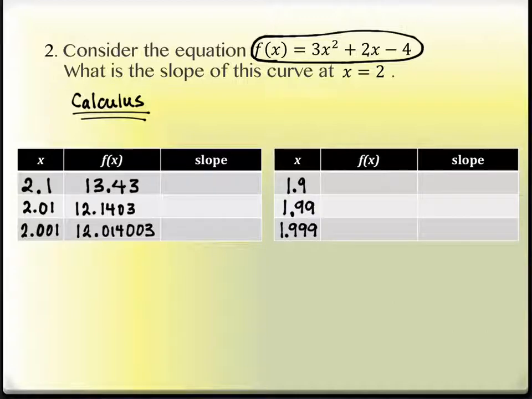Let's go over to the f of x with the 1.9 and so forth. What happens when you put in 1.9? 7.63. Wonderful. And 1.99? Perfect. And then the last one, 1.999? 11.98600.